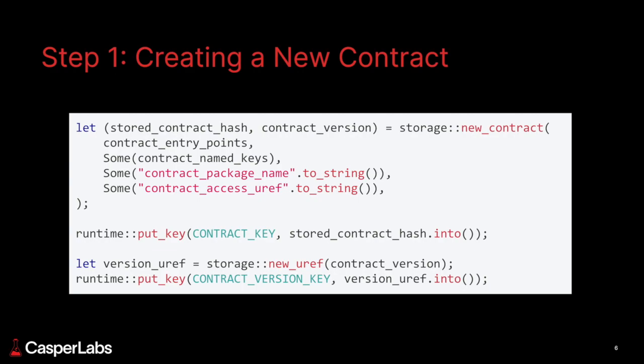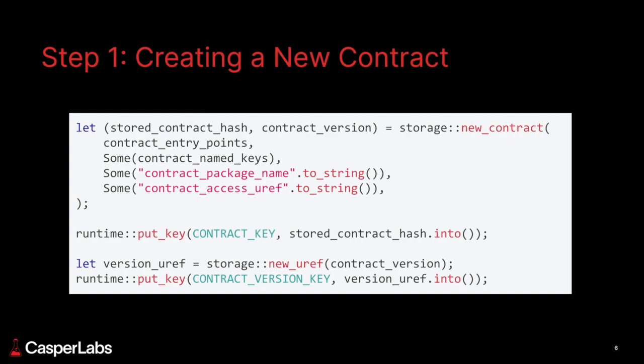In step 1, we will create the new unlocked contract using the new contract function. Under the hood, the execution engine creates a contract package, which is the container for the contract. That container can be versioned. To access the contract later, we need to specify a package name and an access uref. If you want to upgrade a contract, storing the access uref is mandatory.